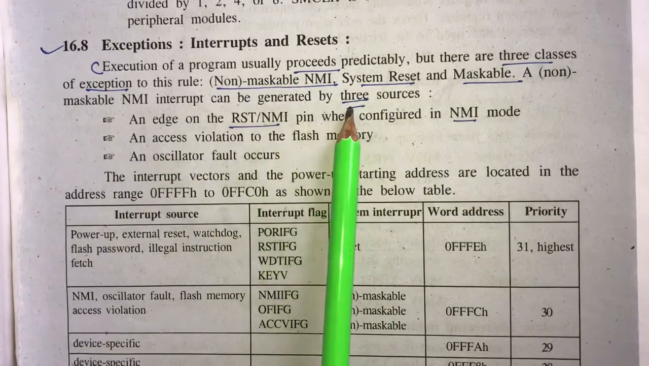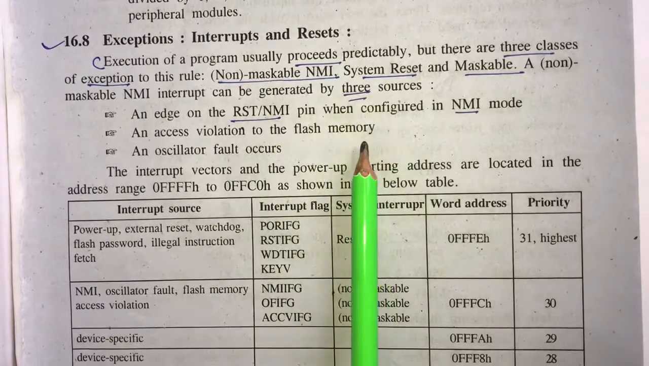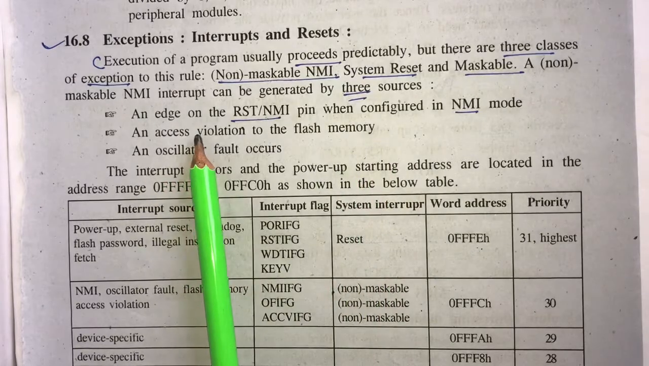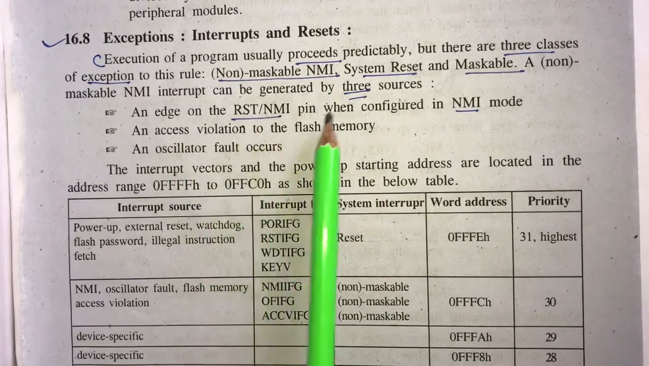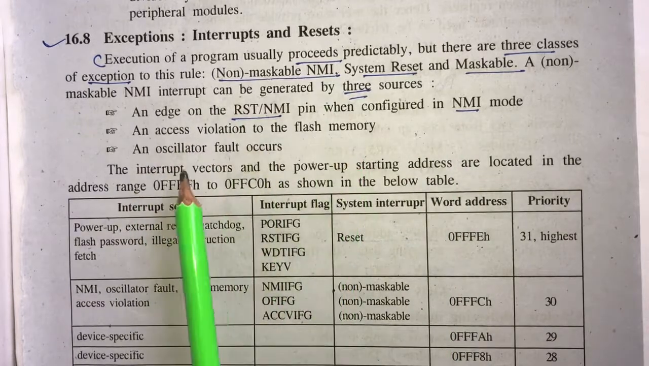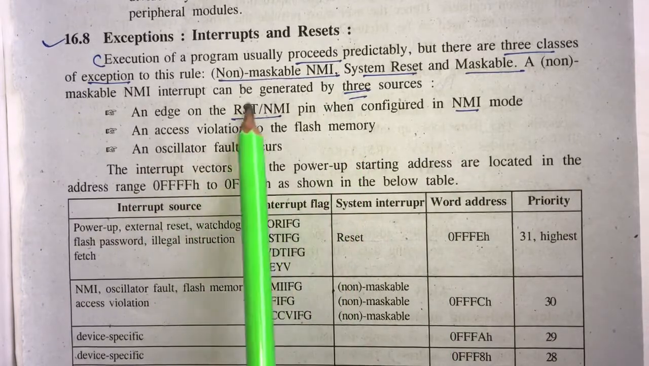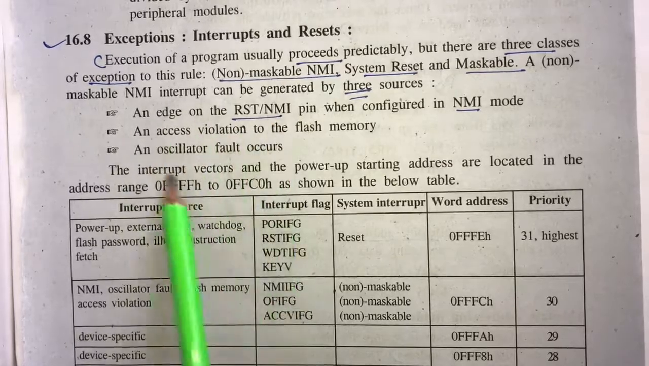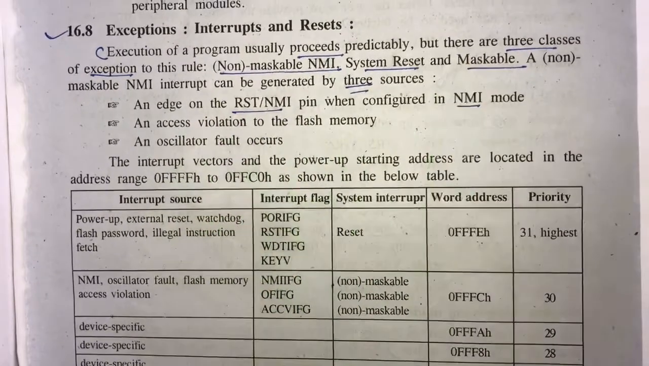The non-maskable NMI interrupt can be generated by three sources. Number one, an edge on the RST/NMI pin when it is configured in non-maskable mode. Number two, an access violation to the flash memory. Number three, an oscillator fault occurs. These are the three different cases of NMI occurrence.